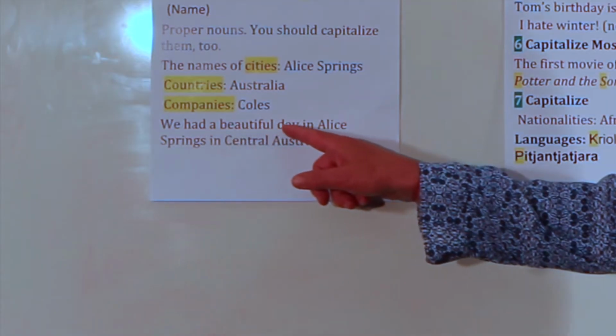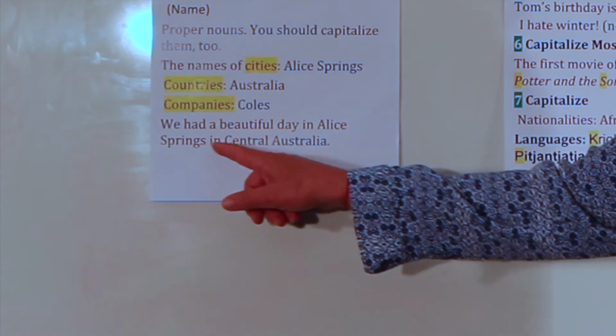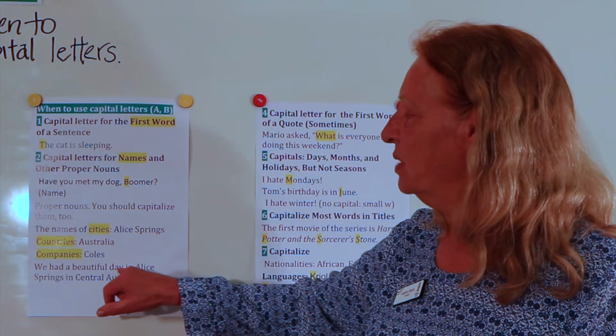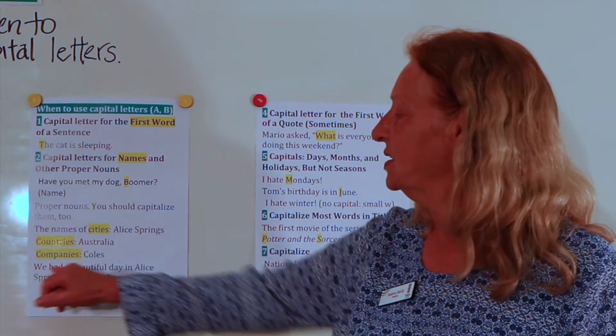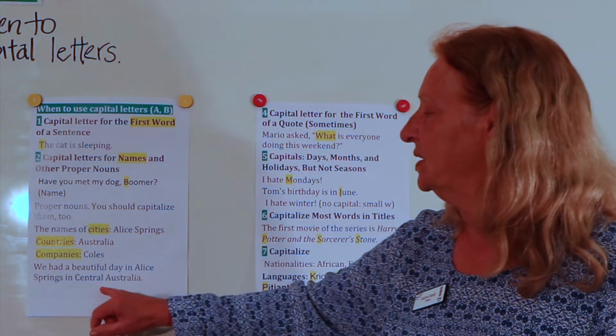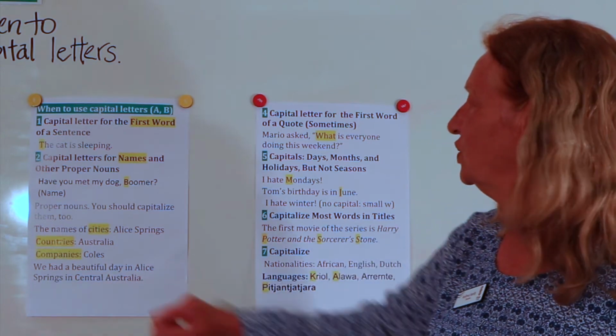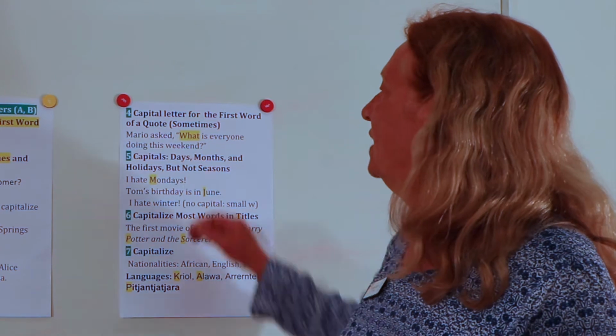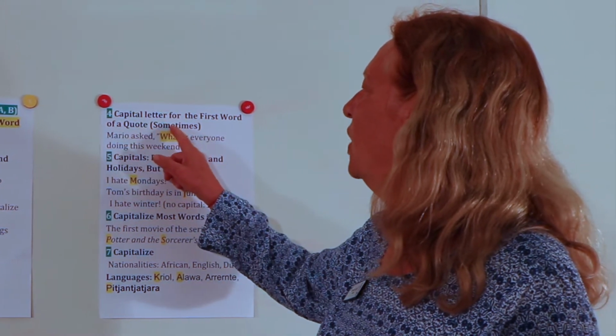Here's an example. We had a beautiful day in Alice Springs in Central Australia. None of these have capitals in between, but the start of my sentence, the name of the place, and the country, Australia.